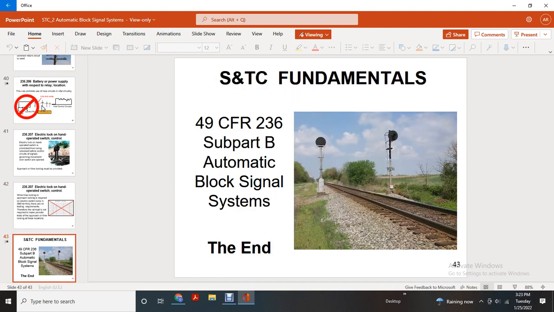This is the title Signal and Train Control Fundamentals, Title 49 CFR 236 Subpart B, Automatic Block Signal Systems. The end.